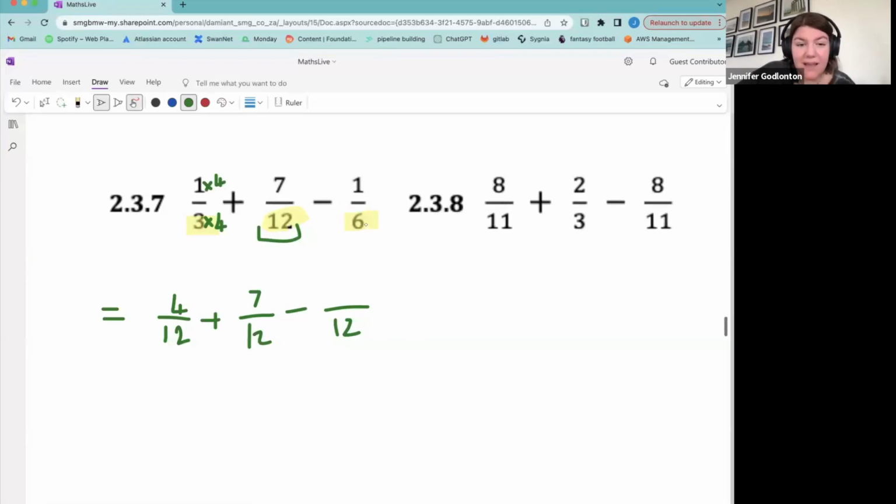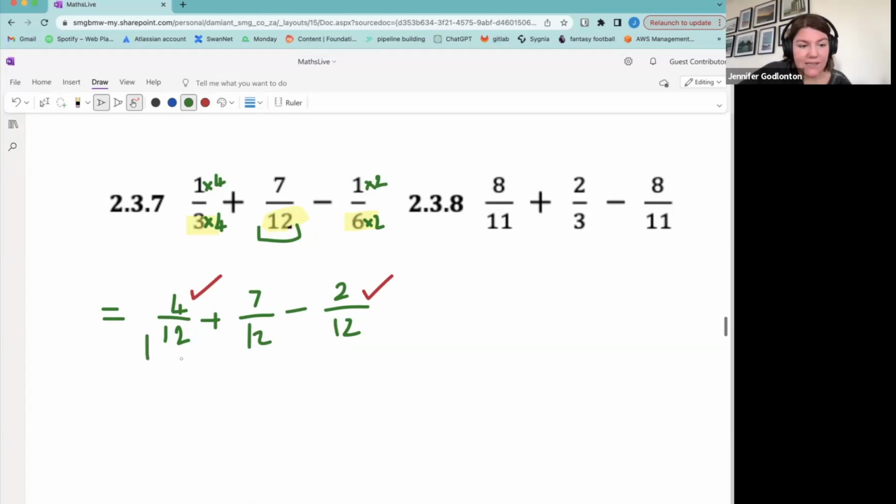What do I have to multiply the 6 by to get to 12? 2. Good. So what I do to the bottom, I have to do to the top. So I'm going to say 1 times 2, which is 2. Now everything has the same denominator. So if I was getting marked for this in a test, I'd get a mark for that first fraction and I would get a mark for that last fraction. Now that my denominators are the same, we can just add and subtract.